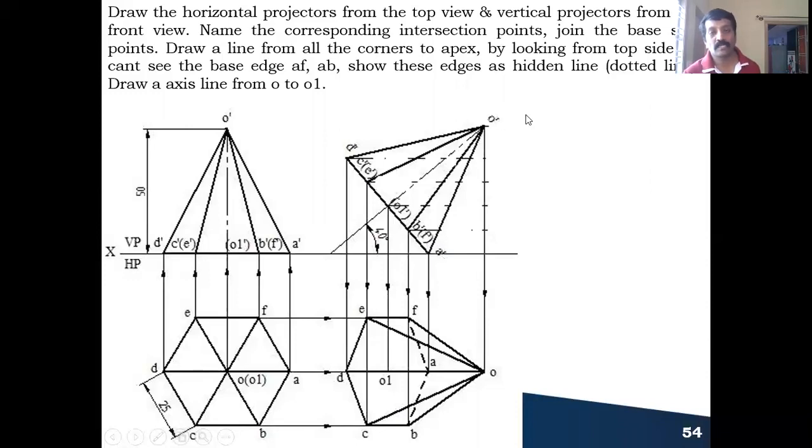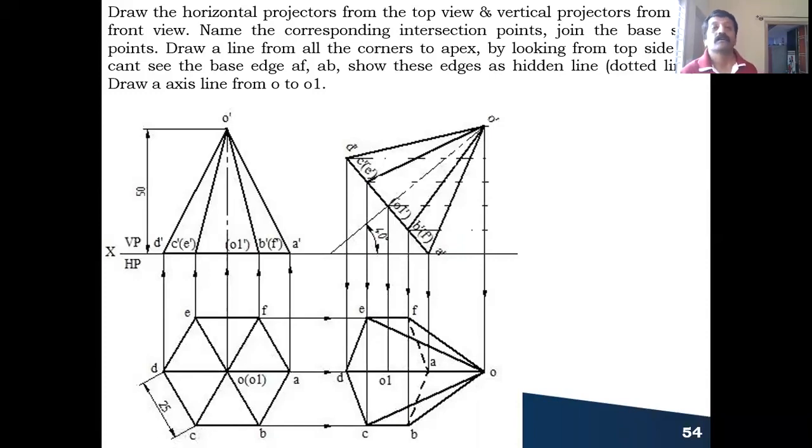A to O I cannot see, but I cannot represent it here because D to O is already visible there. Even if I want to draw a dotted line, I cannot see that. Okay, A to O is also a hidden edge. So this completes your second position top view.